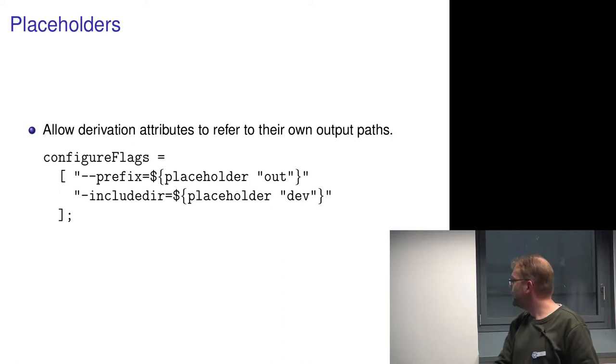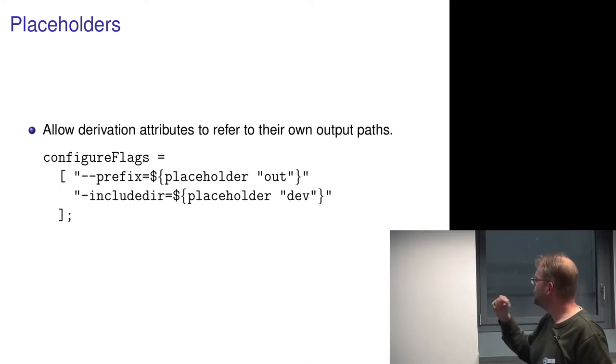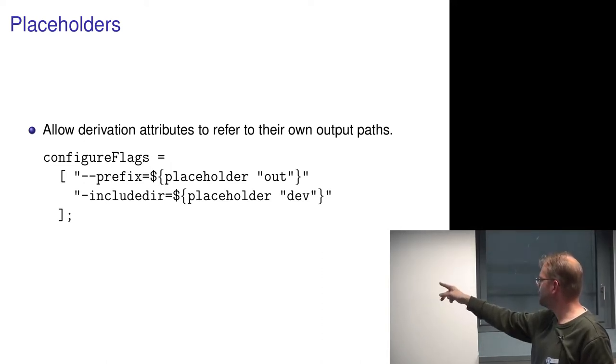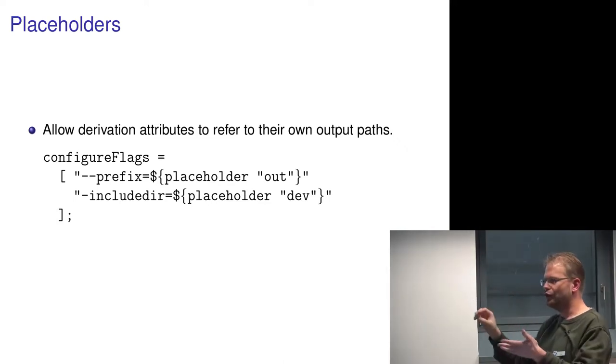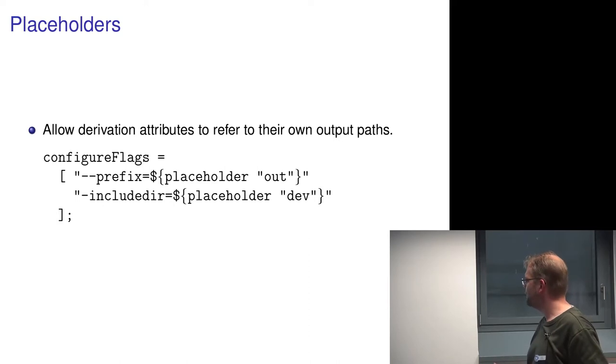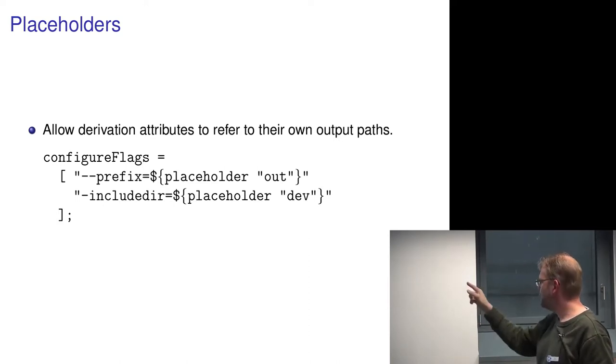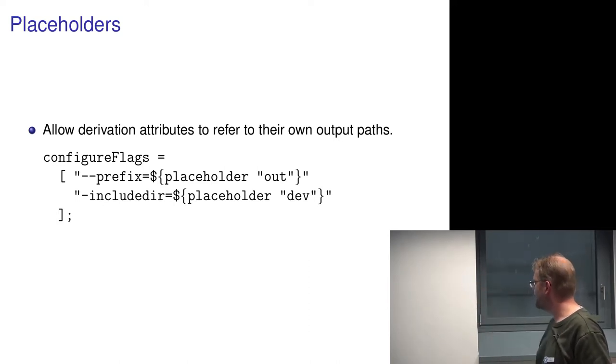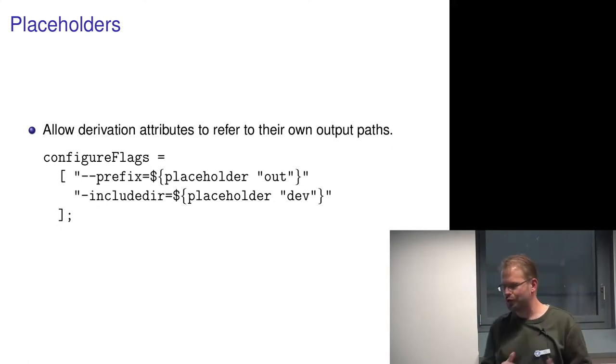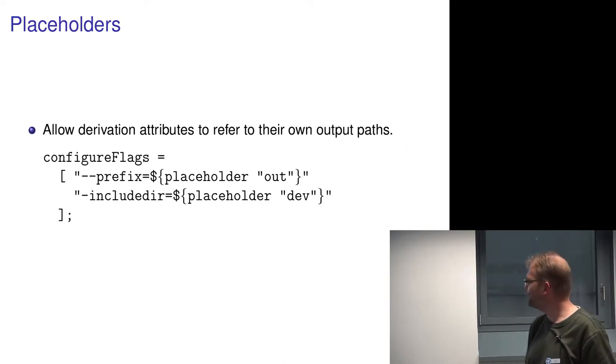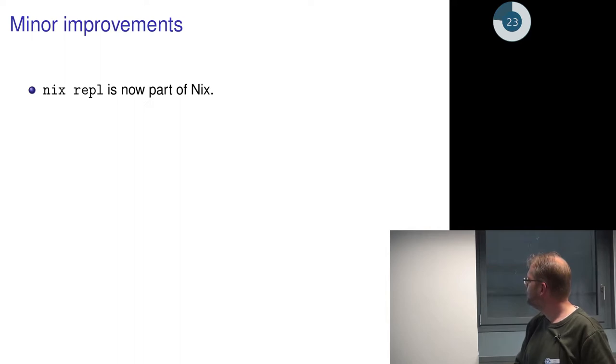Okay, yeah. So another minor feature is placeholder. So this makes it possible to refer to your own outputs. So for example, if I want to say configure flags is prefix is $out, well, you can't say $out there because that doesn't get evaluated. So this causes some magic that will actually cause a substitution just before build time with the right value. So a bunch of minor improvements.